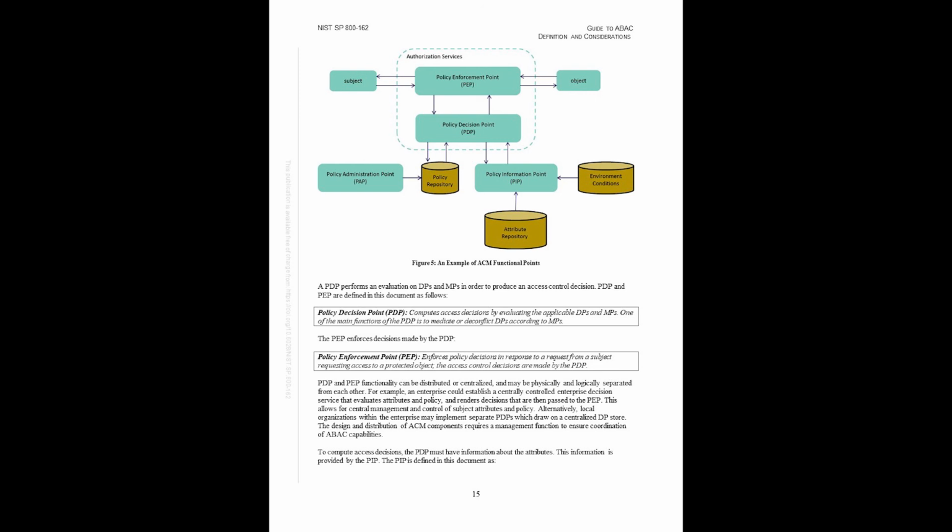To compute access decisions, the PDP must have information about the attributes. This information is provided by the PIP. The PIP is defined in this document as Policy Information Point, PIP, serves as the retrieval source of attributes, or the data required for policy evaluation to provide the information needed by the PDP to make the decisions. Before these policies can be enforced, they must be thoroughly tested and evaluated to ensure they meet the intended need. This action is carried out by the PAP. The PAP can be defined as Policy Administration Point, PAP, provides a user interface for creating, managing, testing, and debugging DPs and MPs, and storing these policies in the appropriate repository.